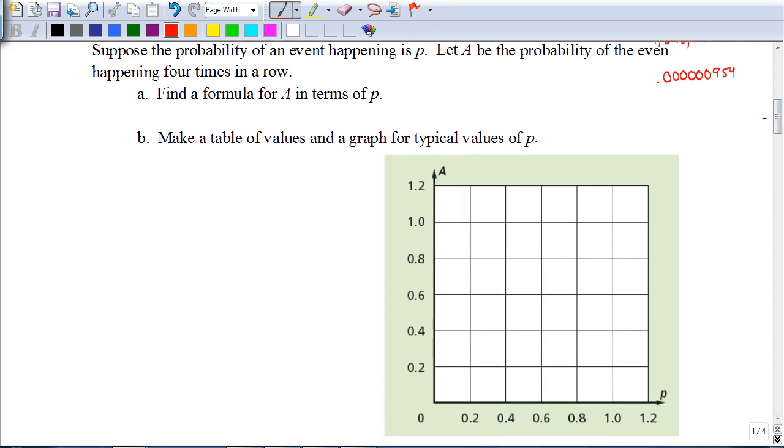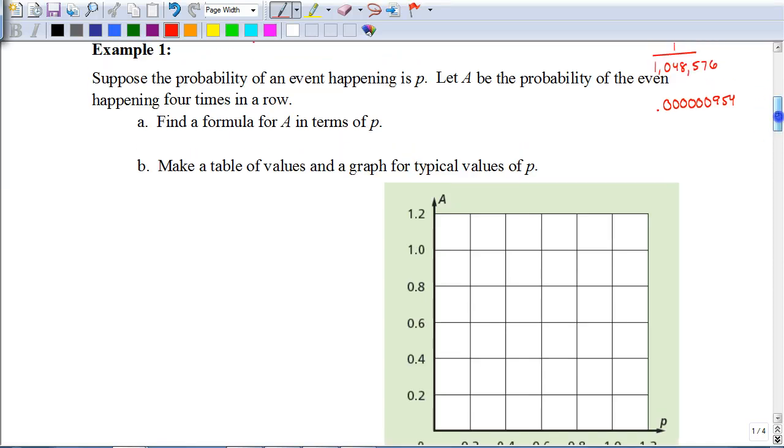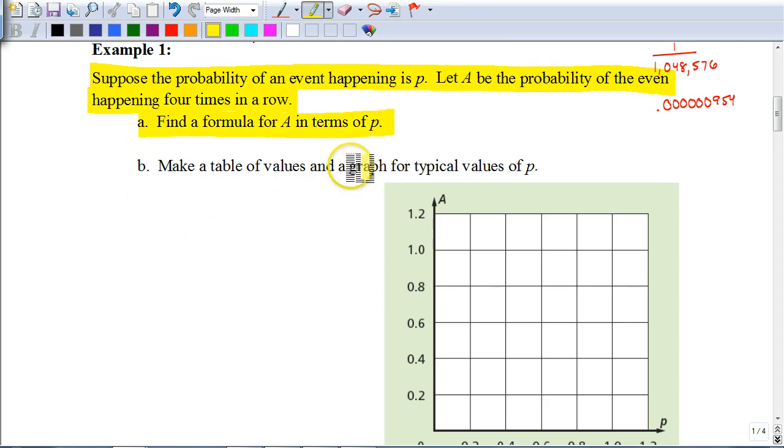Now let's look at graphing probabilities. So let's say, suppose the probability of an event happening is p. So if you don't have my notes, you want to write this example down. This is the kind of example that you'll be seeing in your assignment. So we're going to come up with an equation here to represent the situation, and then we're going to graph it. So first off, when you see this phrase, find a formula for A, that means that we want it in the form A equals something. And in terms of P means that the variable that we're going to be using is going to be P on the other side of the equal sign.